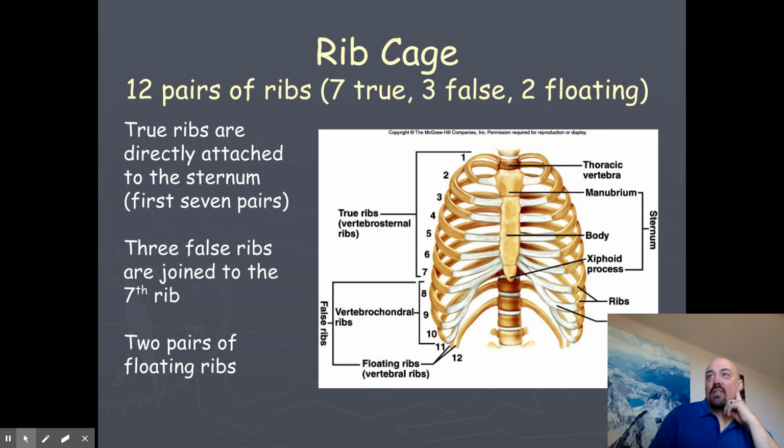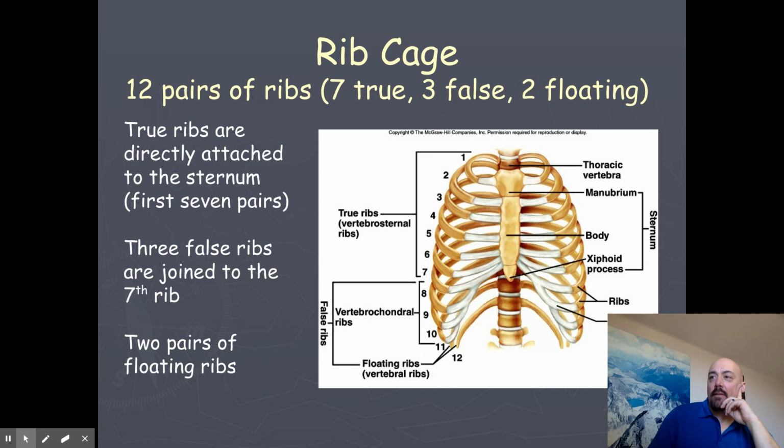Our first 7 ribs are what we call true ribs. And all of them start on each vertebrae, right? So we have first rib starts on our first thoracic vertebrae, comes around and attaches directly to our sternum. Our second one starts at T2, the second thoracic vertebrae, comes around, attaches to our sternum. Third one, fourth one, fifth one, sixth one, and the seventh one starts at T7, seventh thoracic vertebrae, comes around and attaches directly to our sternum. So those are true ribs.